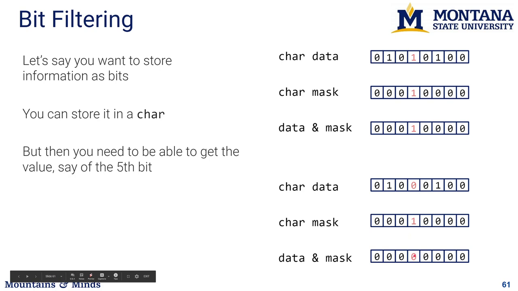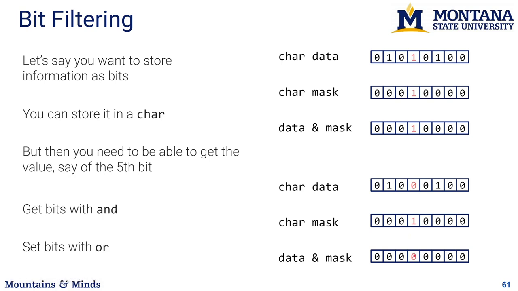So if, for example, data doesn't have a bit set in that position, when you AND it, you're going to get a zero. Okay, so you can get bits using AND, but if you want to set a bit, you can basically OR, using the OR operation, data and mask, and store the result in data, and then this bit would be set to 1.